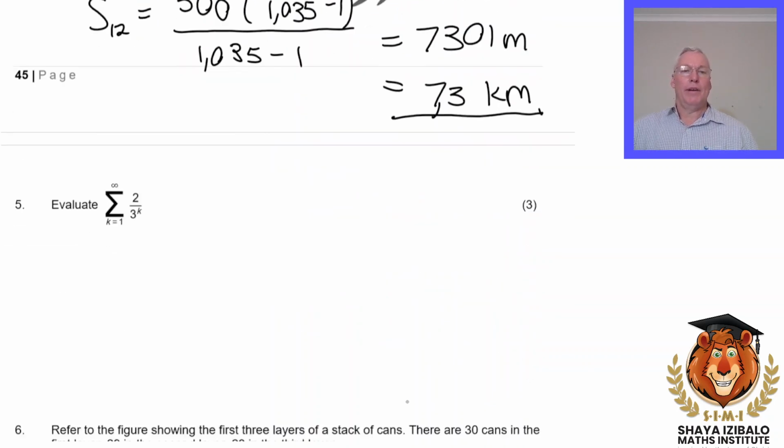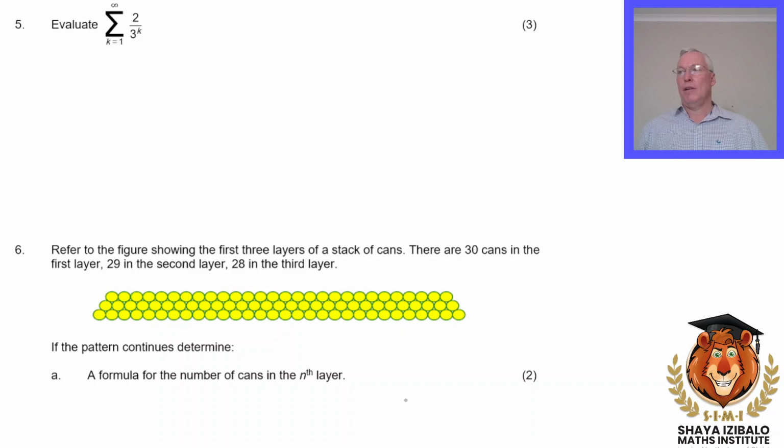If you haven't tried the next questions, remember to pause the video and then let it play again to see how you did. This one we're evaluating something up to infinity, a sum to infinity, so it must be geometric, and it must converge. Let's just see what the first 3 terms are. Remember, sigma notation, always write down 3 terms.